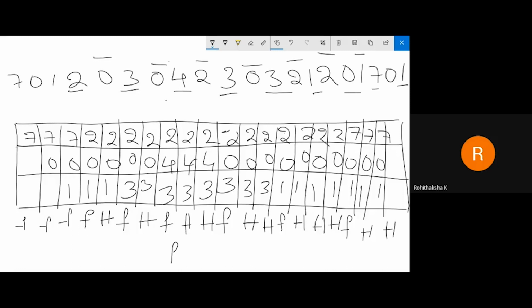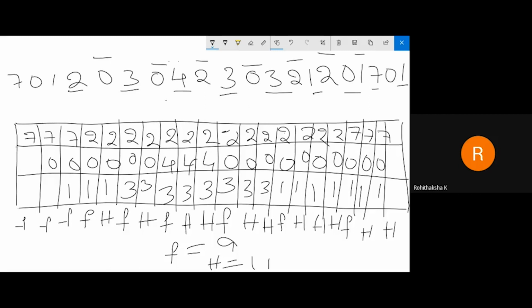So if I take page fault, it is equal to 1, 2, 3, 4, 5, 6, 7, 8, 9. 9 page faults. And for hit, if you just see the hits, it is 1, 2, 3, 4, 5, 6, 7, 8, 9, 10, 11 hits.